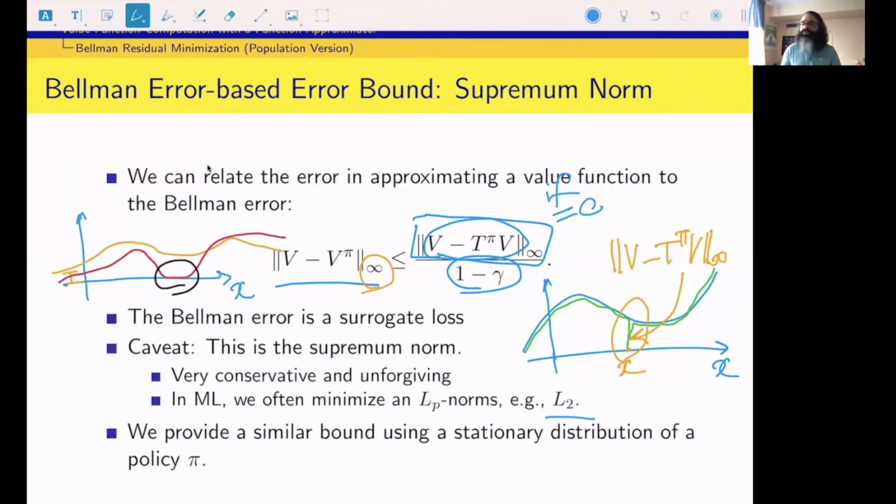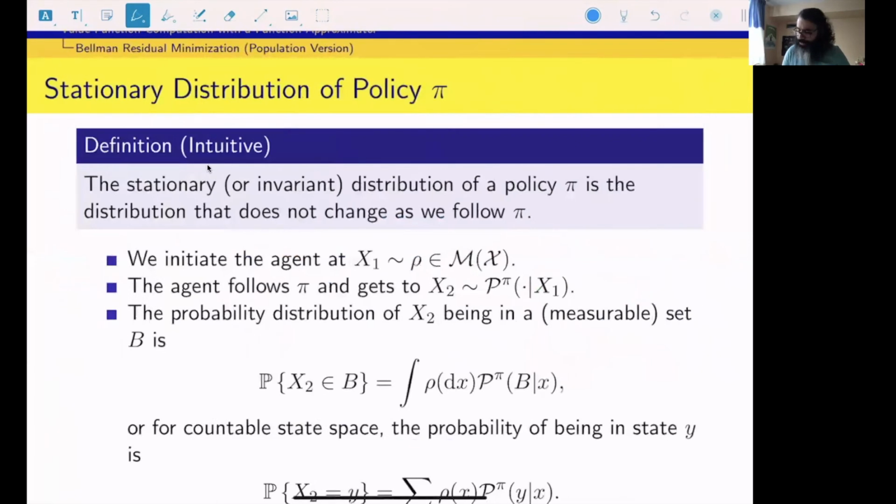We are going through the proof for when the distribution mu, the distribution that we talk about, is a stationary distribution of a policy pi. In that case, we can provide very similar upper bounds. Okay, so what is the stationary distribution of a policy?